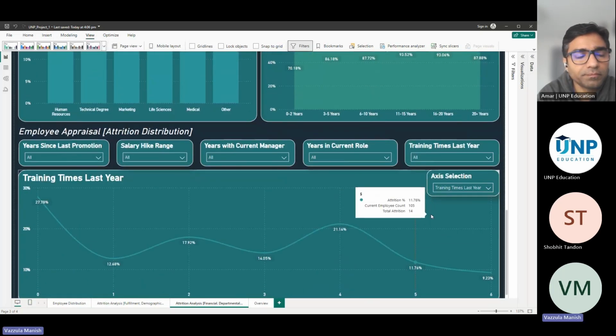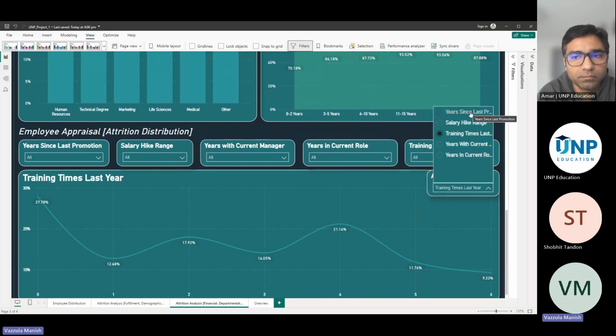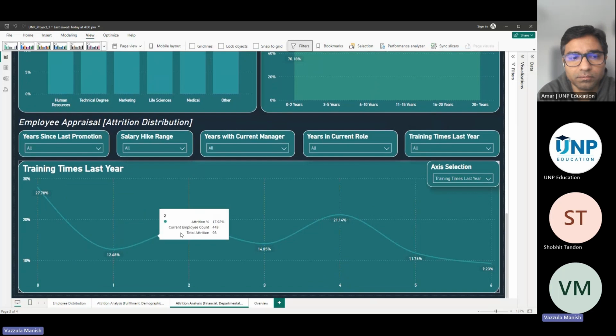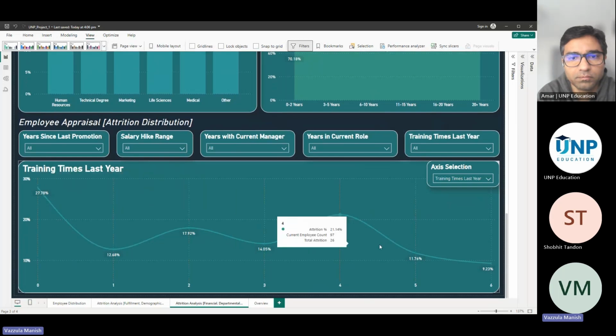Next, we have employee appraisal. Here we have a lot of things taken into consideration, starting from years since last promotion, salary hike range, training times last year, years with current manager, and years within the current role. Here we see a very clear trend. People who have been trained more within the company and have been provided the resources tend to leave less. We see the graph go from 27% to 9%.